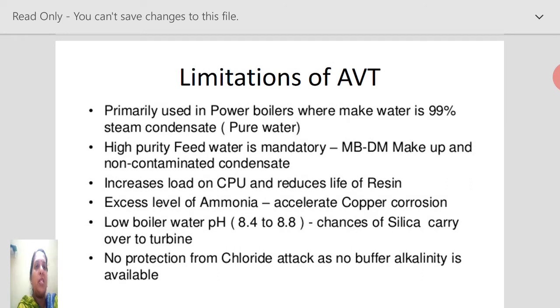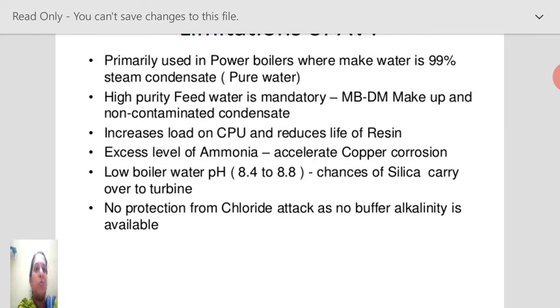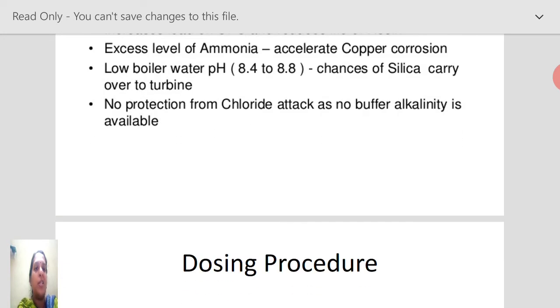But there are certain limitations of AVT, because it can be used only in power boilers where makeup water is 99% steam condensate, that means pure water. Hence, high purity feed water is mandatory for this, and it increases the load on the CPU and reduces the life of resin. Excess levels of ammonia will accelerate copper corrosion. With low boiler water pH, there are chances of silica carryover to the turbine. There is no protection from chloride attack as no buffer alkalinity is available.